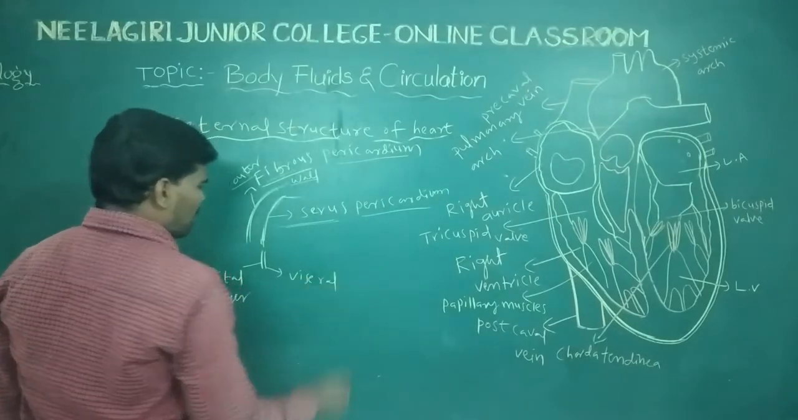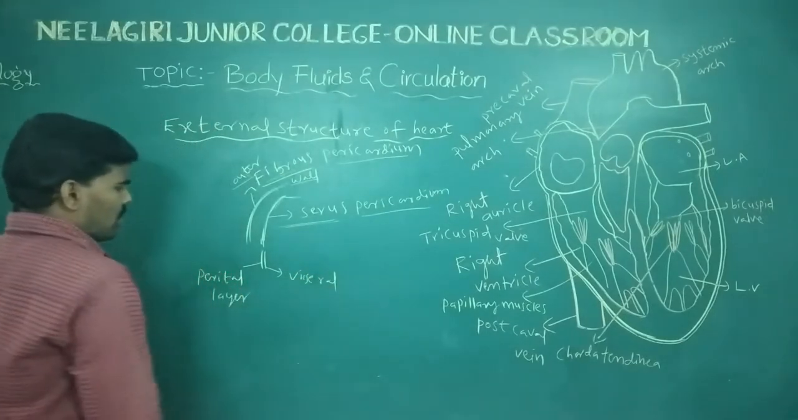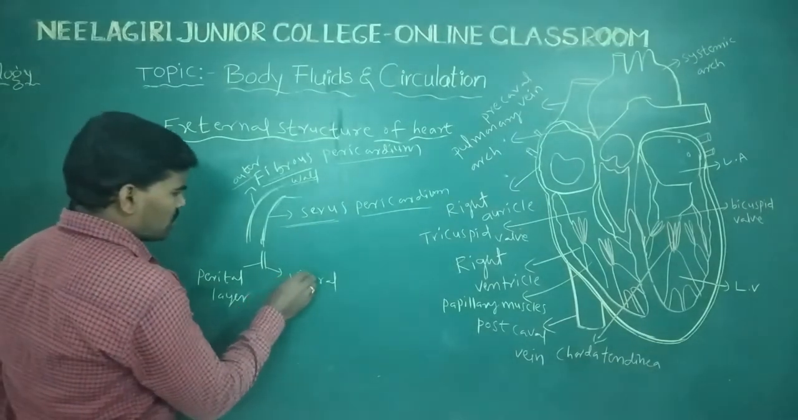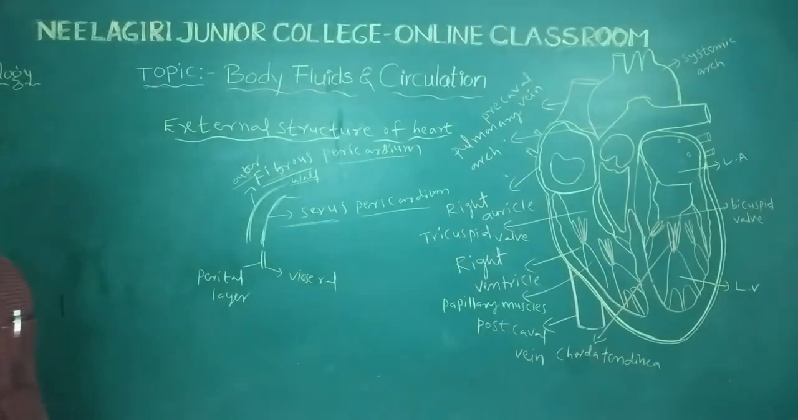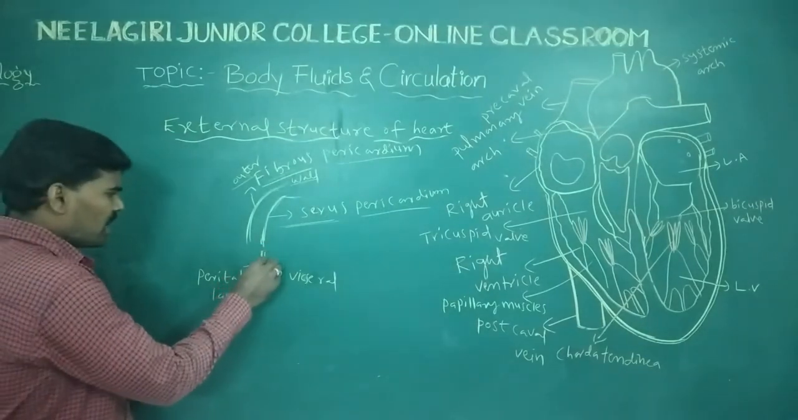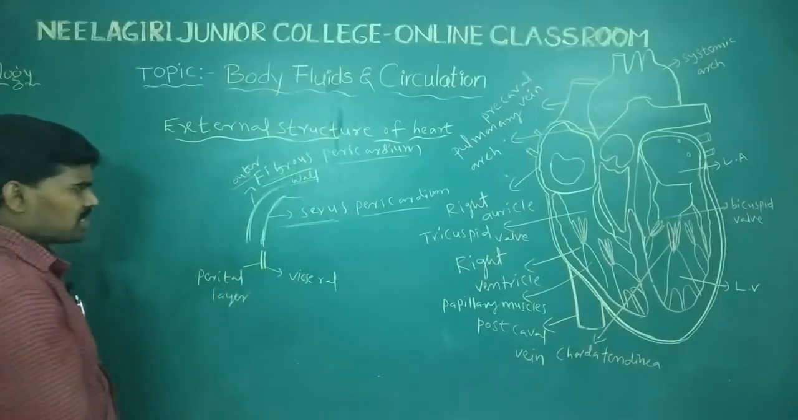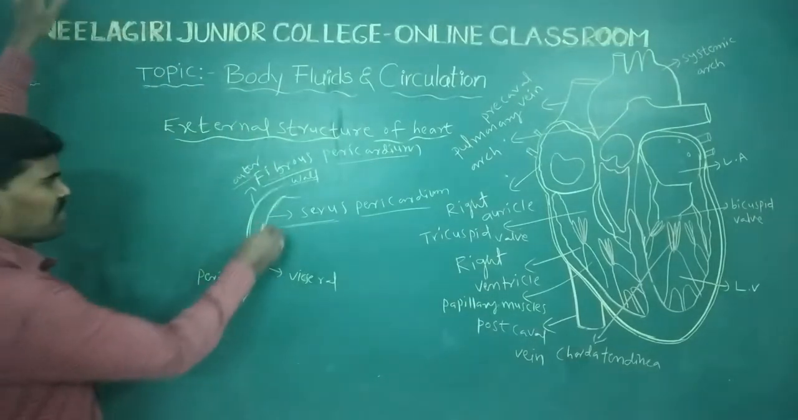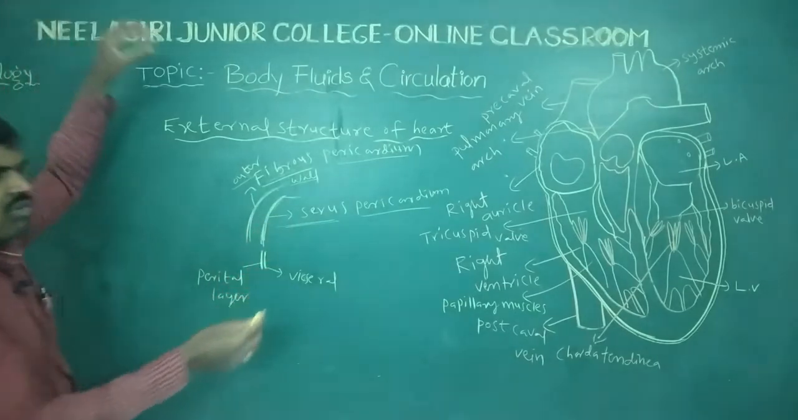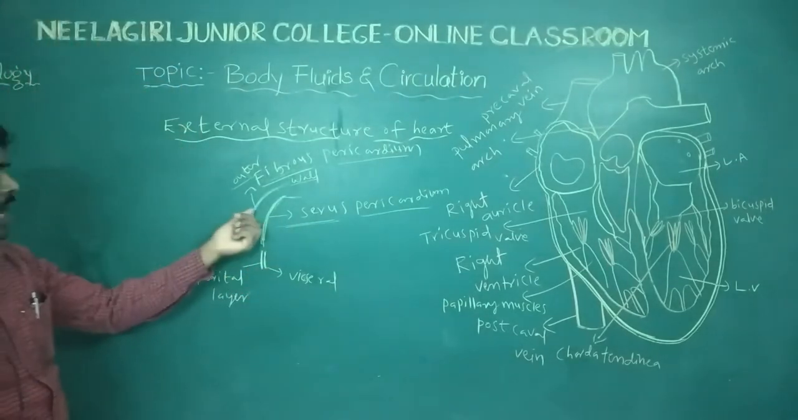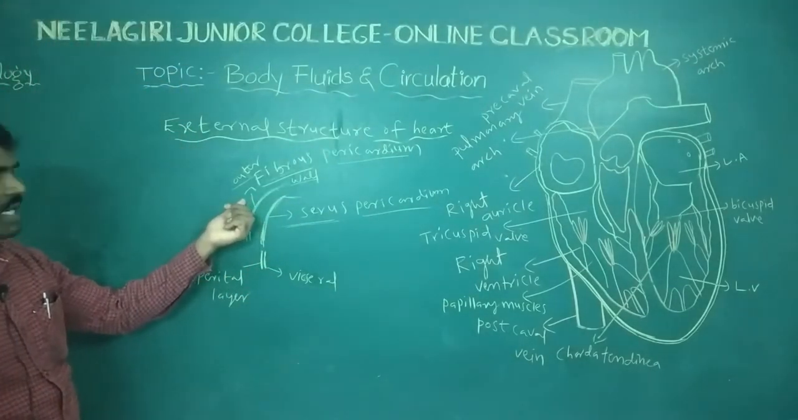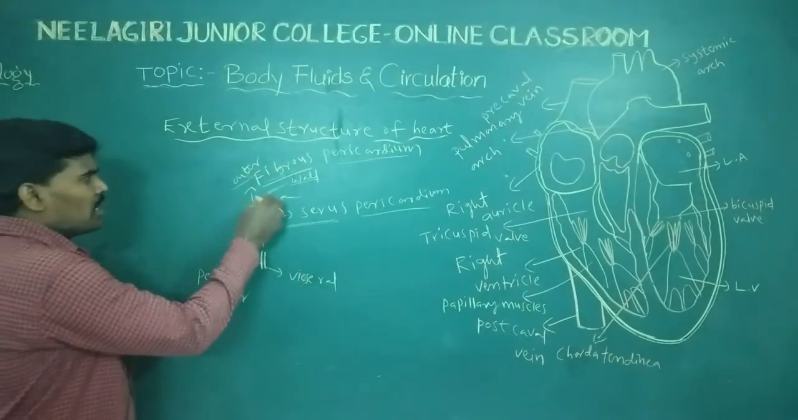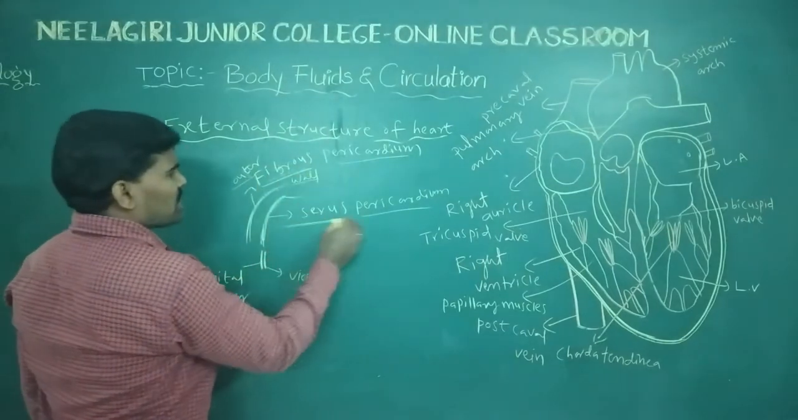So the parietal layer and the visceral layer are the two layers that make up the serous pericardium. The heart is covered by two walls. The outer wall is called the outer fibrous pericardium, and the inner wall is called the inner serous pericardium.